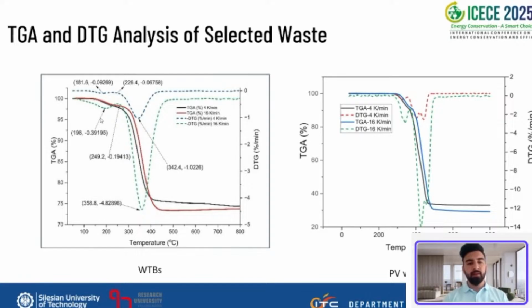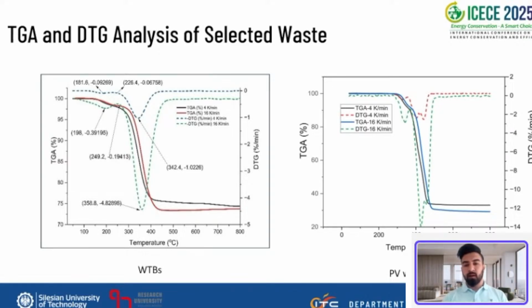In the case of wind turbine blades, it can be attributed to some low melting temperature polymers, for example polyethylene, polypropylene, some kind of plastic during the first stage. But the major stage of degradation mostly happens between 300 to 400 degrees centigrade, where this degradation is mainly due to the degradation of epoxy resin.